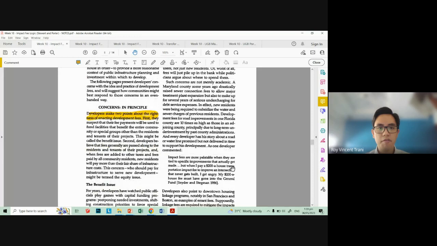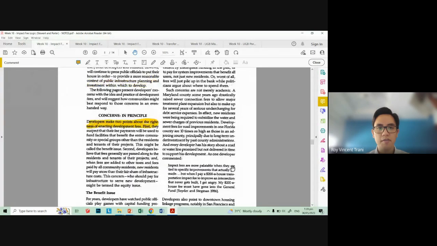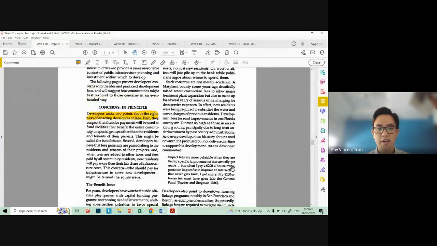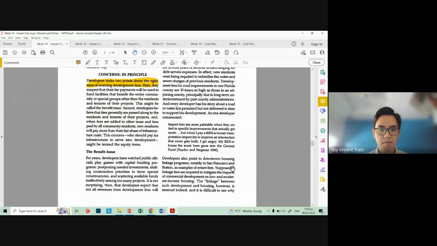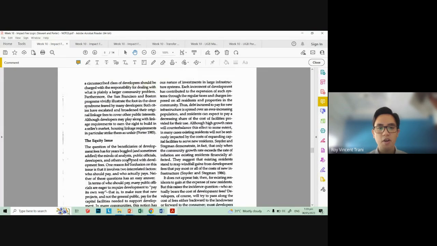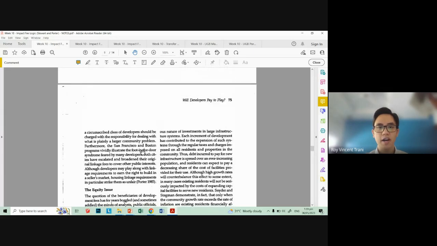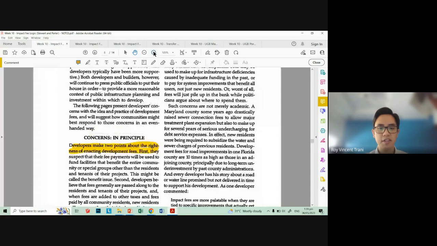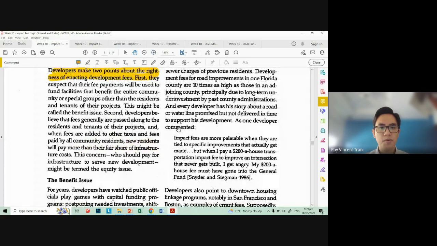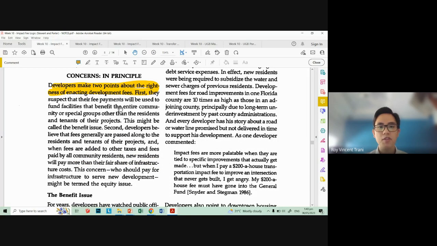Okay, so there are a few ideas here about concerns from the developer side, like who does the fee benefit? That's one, and the other one is the equity issue. So I'll just quickly read it out here. Developers make two points about the rightness of enacting development fees. First, they suspect that their fee payments will be used to fund facilities that benefit the entire community or special groups other than the residents and tenants of their project.